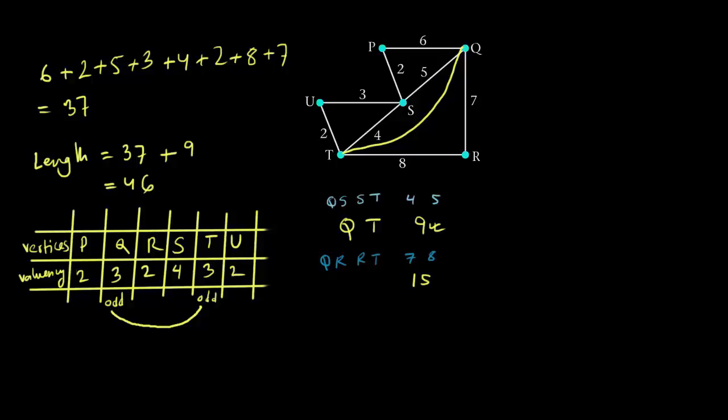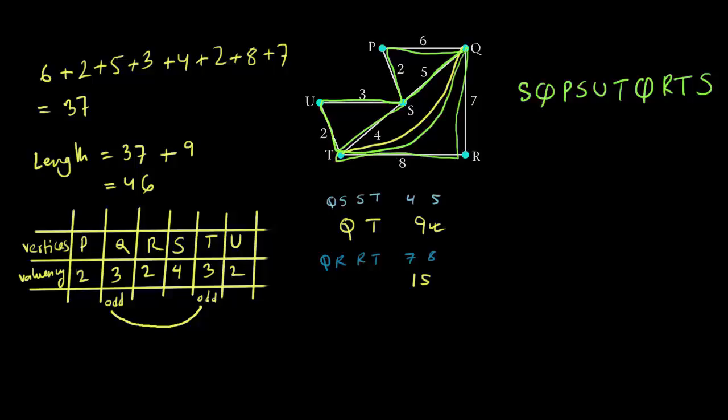If we start from S, one traversable route would be S, Q, P, S, U, T, Q, R, T, S.